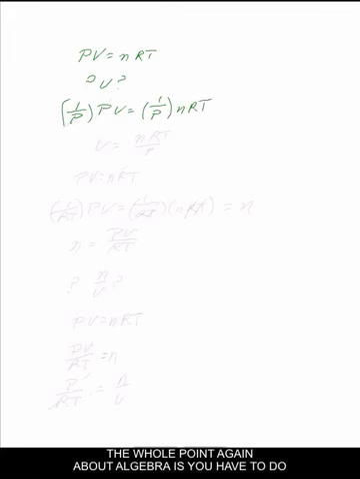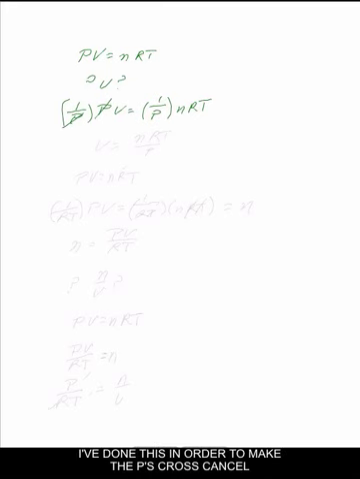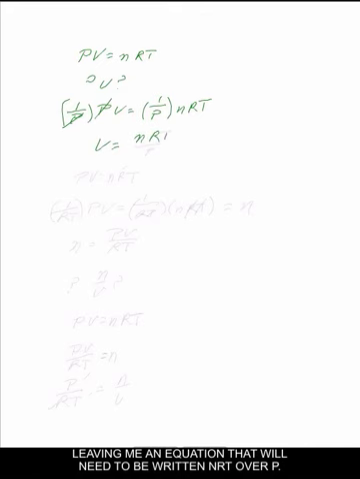The whole point again about algebra is you have to do to both sides exactly the same thing. I've done this in order to make the P's cross cancel across the fraction bar, leaving me an equation that would usually be written nRT over P.